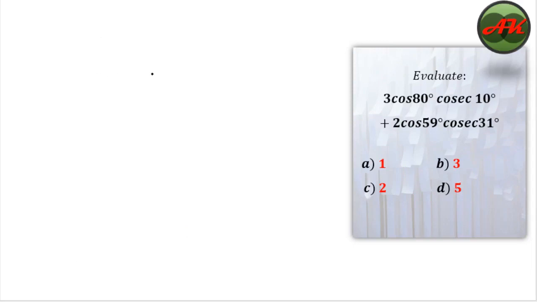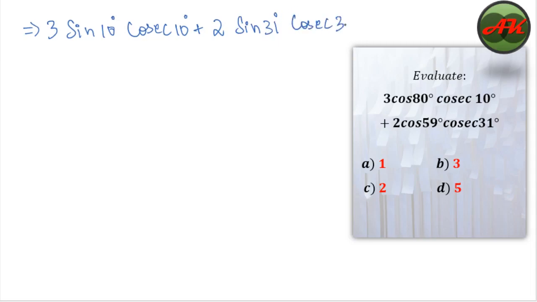Now the next problem, evaluate 3 cos 80 degree into cosecant 10 degree plus 2 cos 59 degree into cosecant 31 is. Okay, I can write 3 into cos 80 as sin 10 degree, cosecant 10 as it is, plus 2 cos 59 as sin 31 degree, cosecant 31 as it is. Let me tell you the reason why 31 is not yet changed.